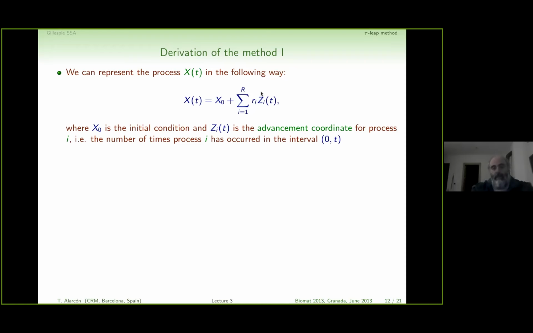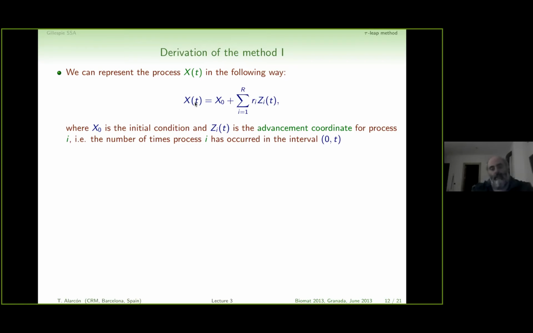Okay, so basically what we are looking at here is, imagine that the system is again a birth and death process. So R is equal to 2, and 1 is birth and 2 is death. Okay, so now what we are doing is writing the system in the following way.